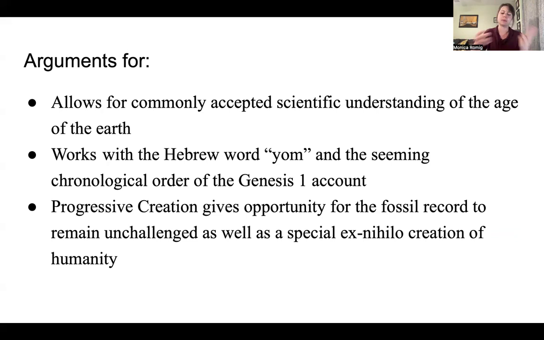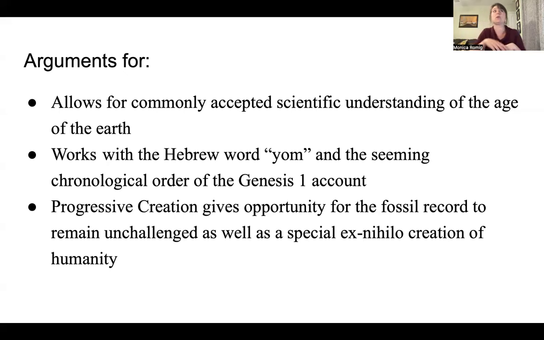But you also see people in conflict over things like evolution, specifically evolution of humanity. And so this perspective, day-age old Earth creationism, allows for the age of the Earth to be billions of years old, while still allowing for this progressive creation.